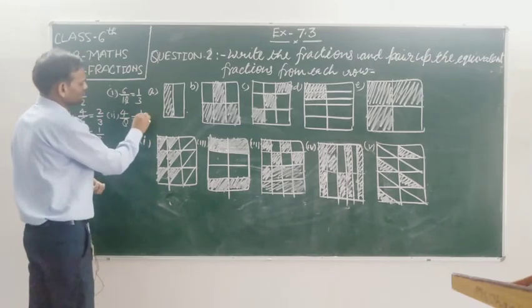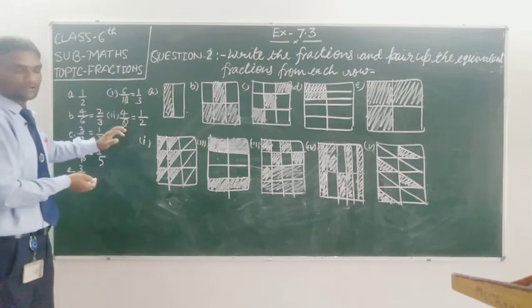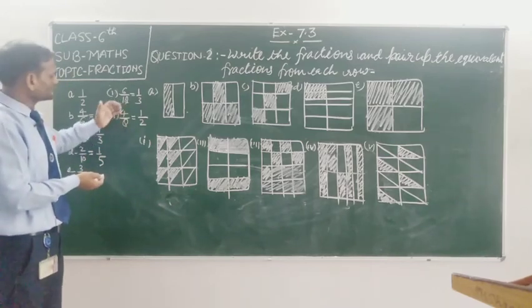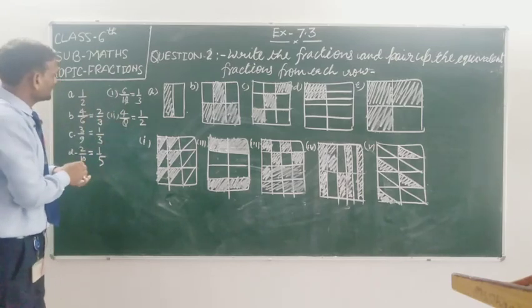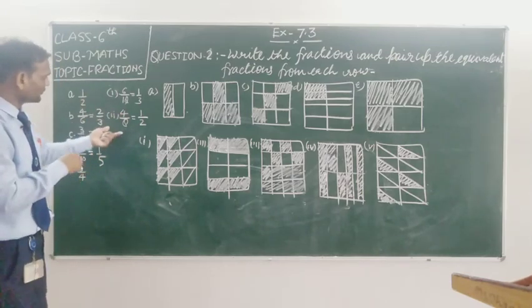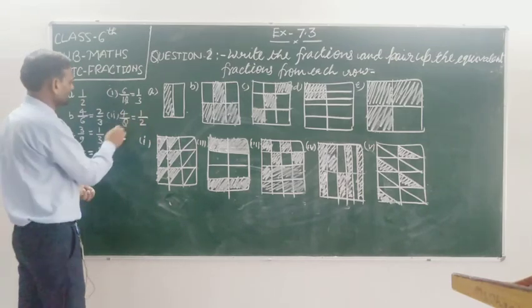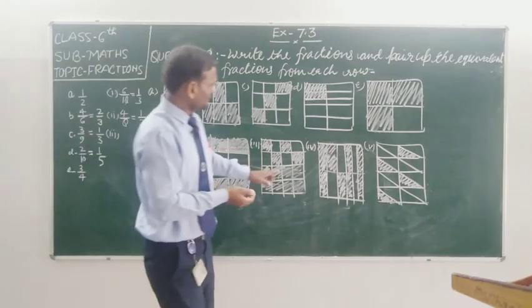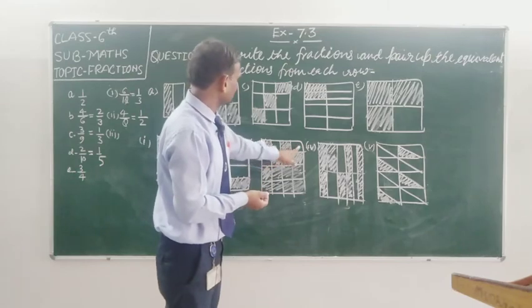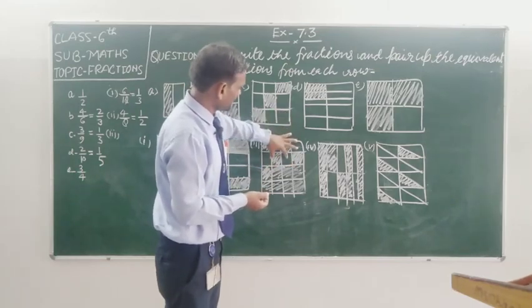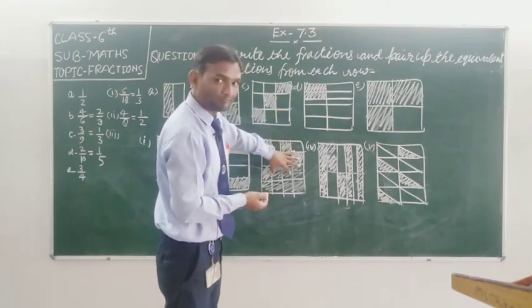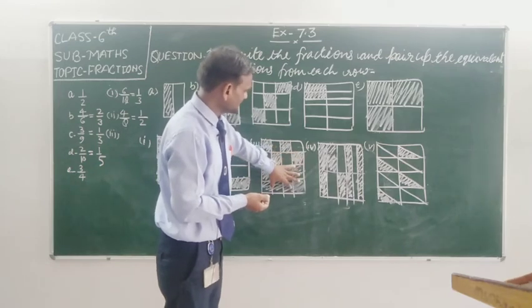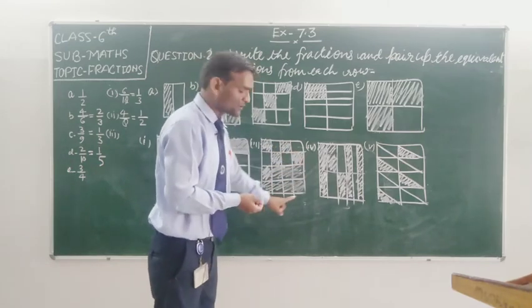You can make the simplest form of 4 by 8. We divide 4 and 8 by 2 because 4 and 8 are coming in the table of 2. 4 ones are 4 and 4 twos are 8. And for figure 3, there are 4, 8, 12, 16. Total number of parts is 16.